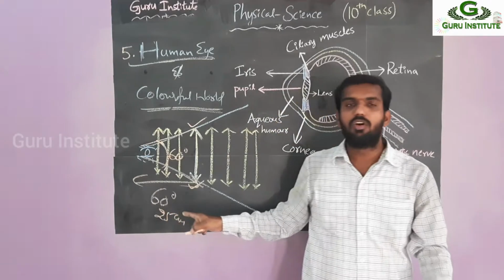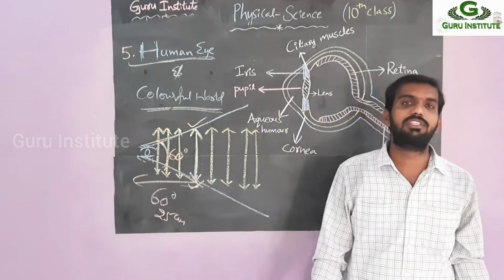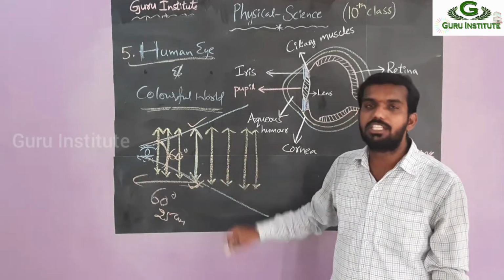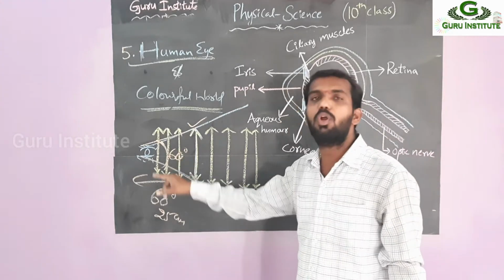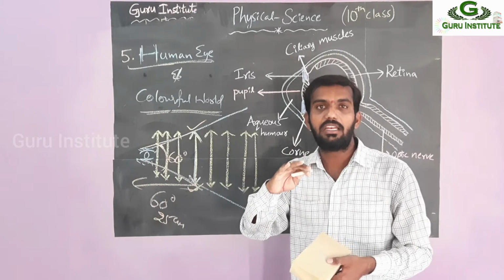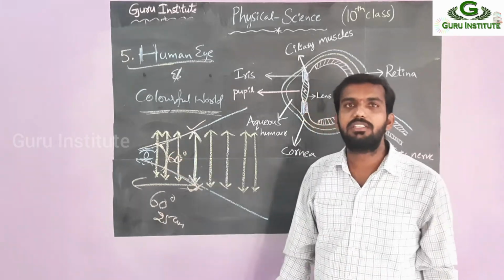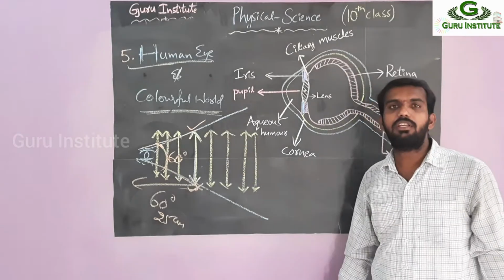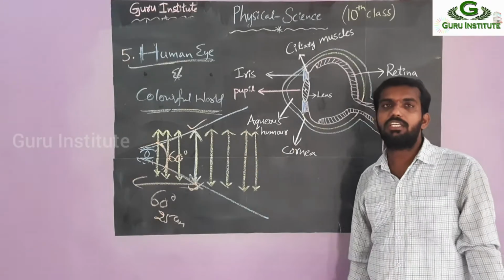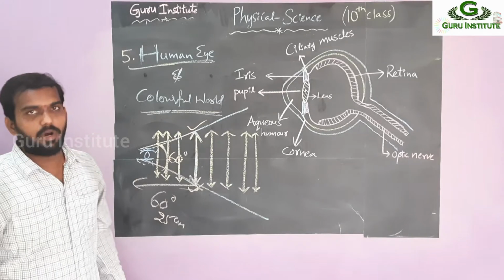Then 25 centimeter is called the minimum distance for distinct vision or clear vision, and 60 degrees is called the minimum angle for distinct vision or clear vision. If this angle is below 60, then we can see only some part of the object. If this angle is above 60, along with the object, we can see the other parts.